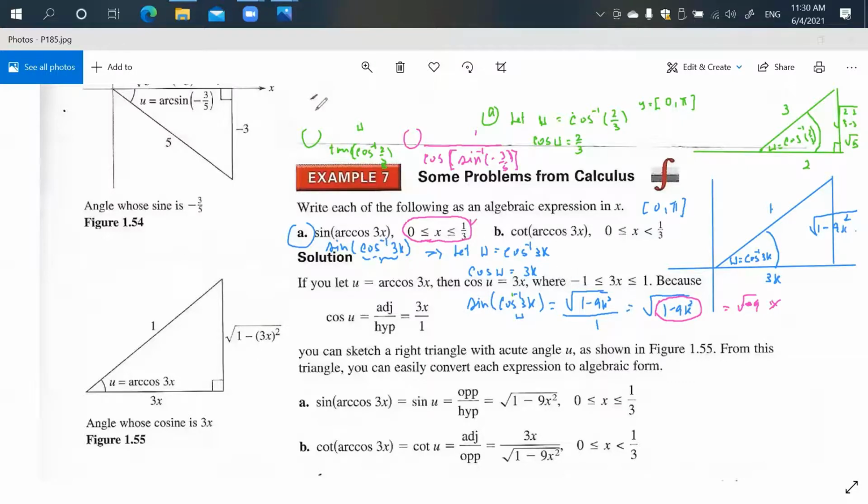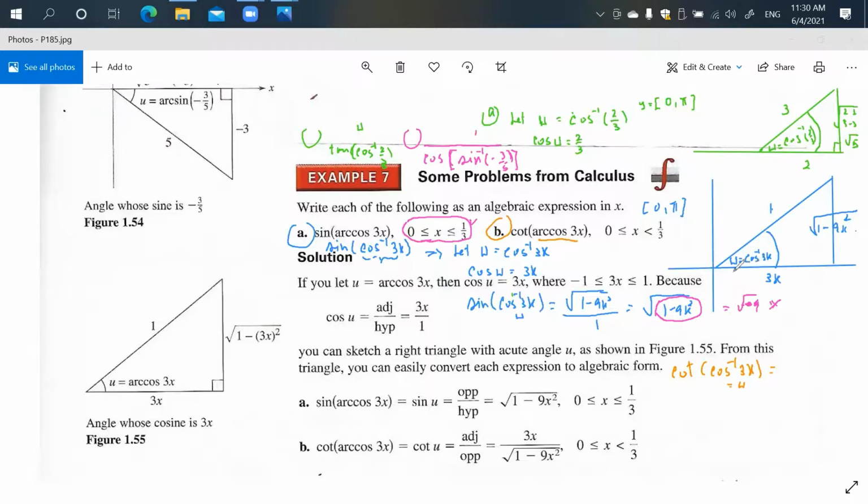Now go to question B. Question B says cotangent. Cotangent, then you see inside they give you the same arc cosine 3x from question A, right? So you see question B is very easy now, because we have this graph and can use it at the same time. So in question B, you just write cotangent arc cosine 3x, not sine. Okay, so this arc cosine 3x is equal to u, right?